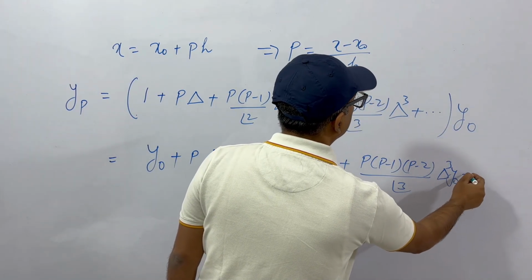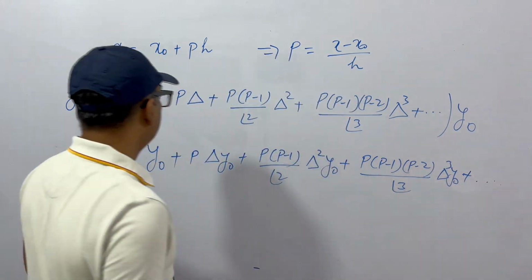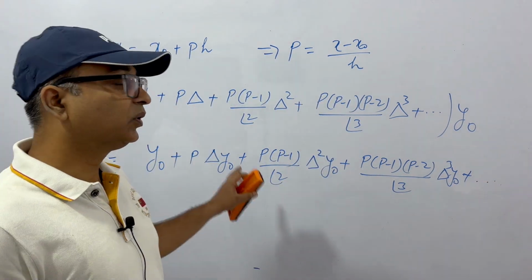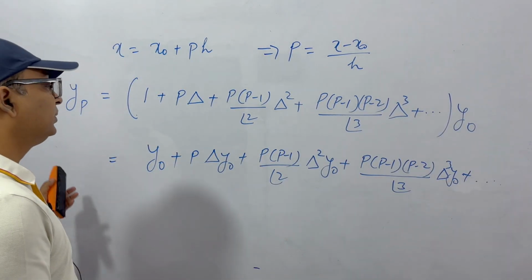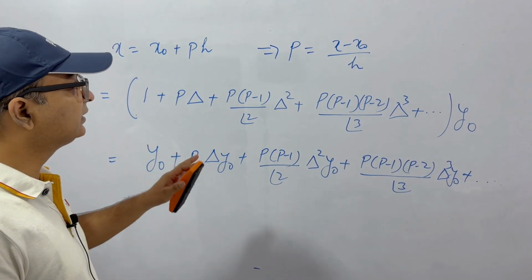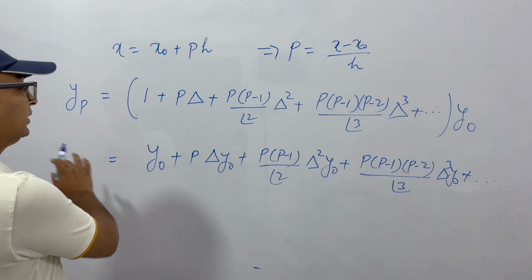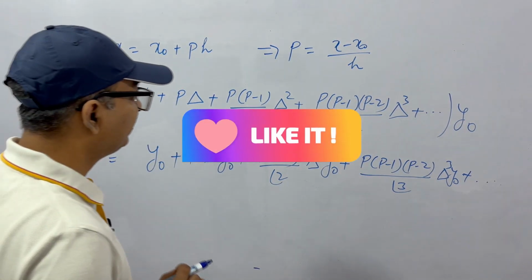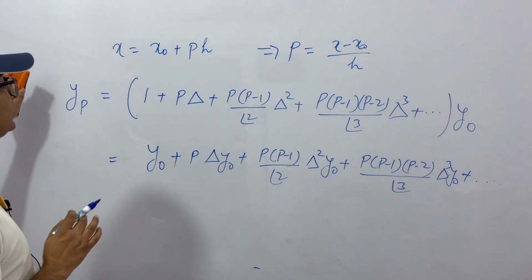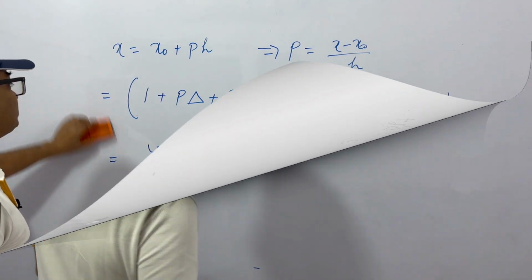So this goes on. This is Newton's forward interpolation formula. Very shortly we will be seeing some examples and we will understand how we actually find it. But you should note this formula in your copy and learn it by heart. So this is Newton's forward interpolation formula.